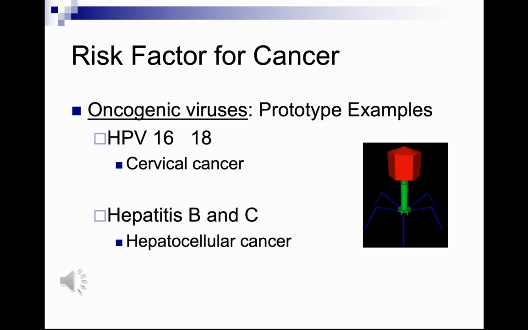There are other viruses other than 16 and 18 that we will talk about with reproductive disorders. And then hepatitis B and C, which are viral. That persistent virus, that persistent inflammation can mutate the cells, mutate the DNA, with resulting hepatocellular cancer.